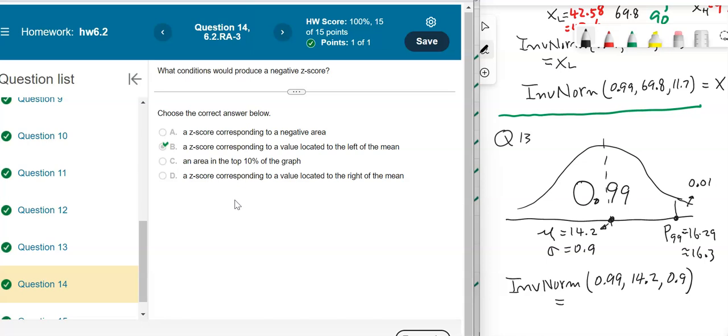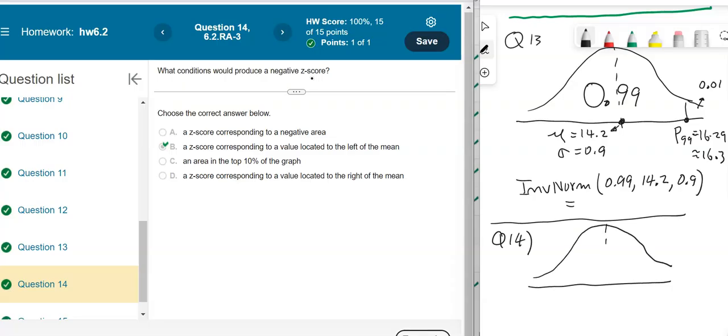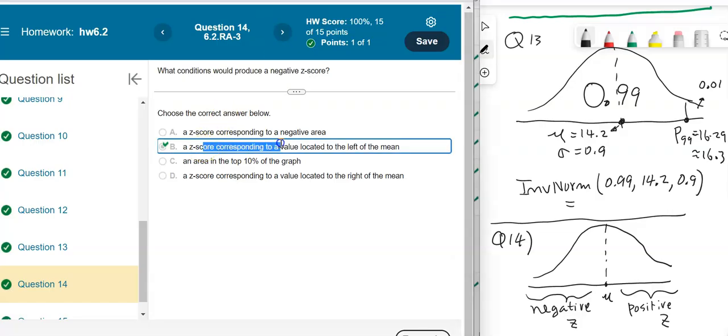Now, question 14. What condition would produce a negative z-score? Any score left of the mean. This is the mean. Any score left of the mean is a negative z. Any score to the right of the mean is a positive z. So the answer is a z-score corresponding to a value located to the left of the mean.